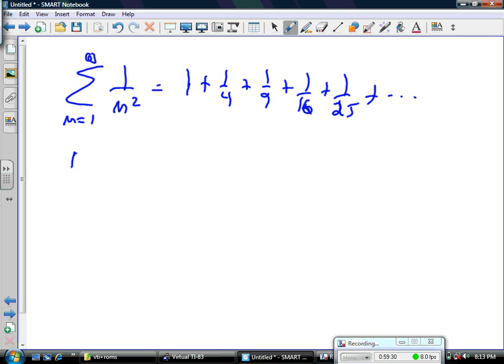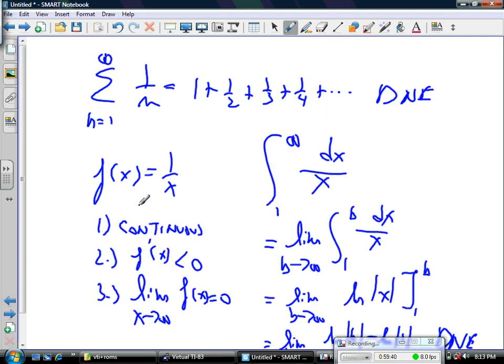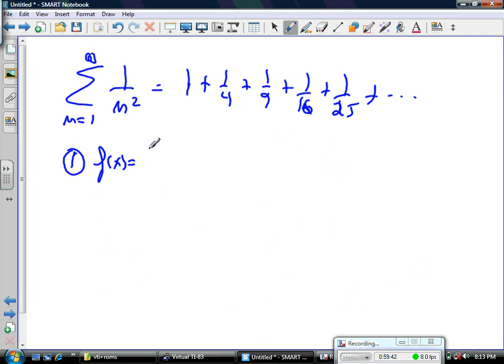One, if I make f of x equal to what would it be? What did we do last time? F 1 over n became 1 over x. So 1 over n squared becomes 1 over x squared. Okay. Is it continuous?